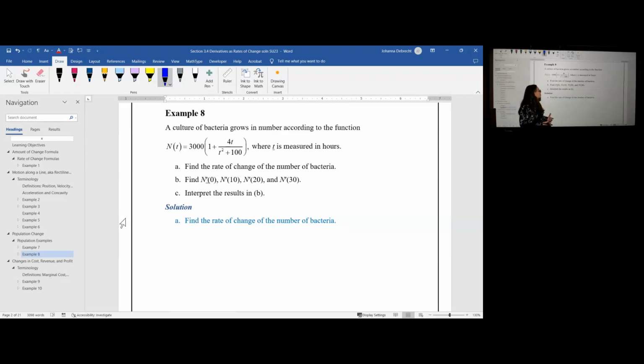The bacteria are growing, and we want to find the rate of change of the bacteria at the beginning, after 10 hours, after 20 hours, and after 30 hours, the first derivative at those values. And then we want to interpret what's happening with the bacteria based on what we've observed about the growth rate at different hours. First, to find the rate of change, we need to find the derivative. Go ahead and pause the video, work out the derivative, find the derivative value at those different numbers, then turn the video back on and we'll review your results.